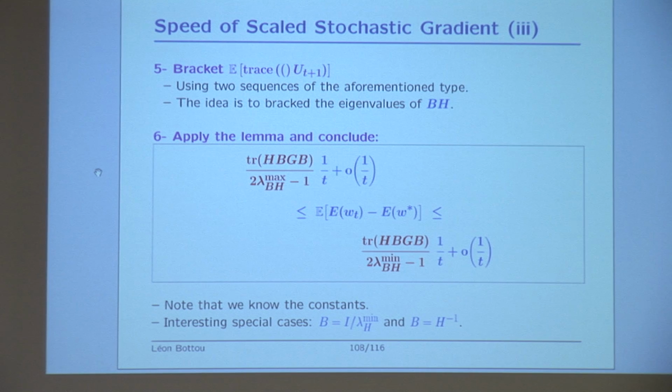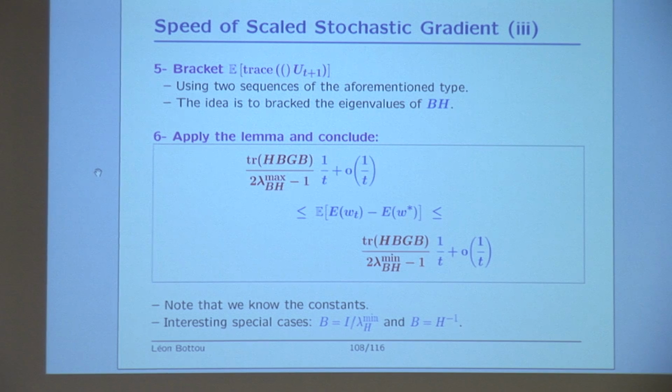Then we can bracket the trace of what? Of Ut plus 1, the parentheses extra, using two such sequences. And you get the result, and this is both an upper bound and a lower bound, and they're very similar, that the expectation of the excess error is between some constant over t plus residual terms and some other constant over t plus residual terms.